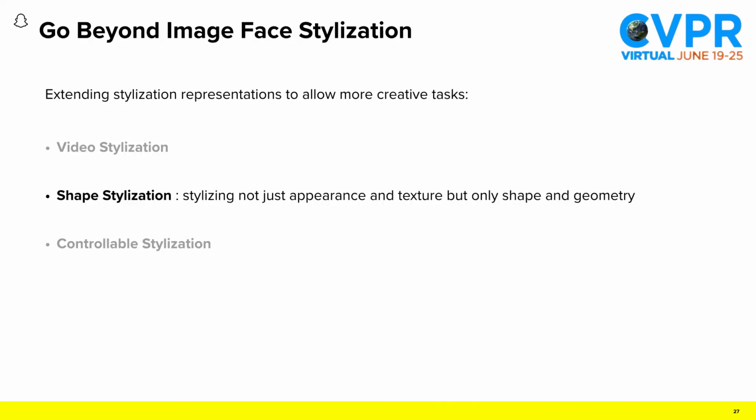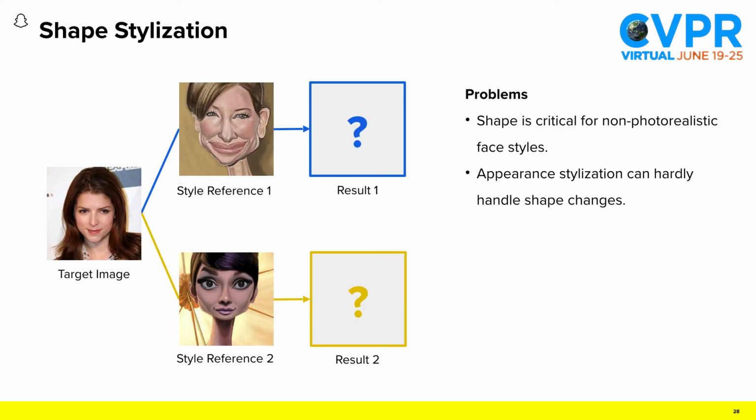Alright, let's now switch to shape stylization. First of all, why is shape stylization important? The key problem is that shape deformation is quite important to completely describe a non-photorealistic face style. But current appearance stylization approaches cannot handle these shape changes well. Therefore, we need more explicit ways to handle shape stylization.